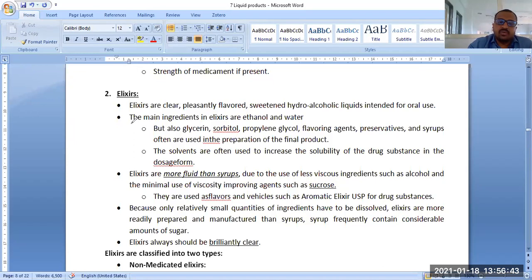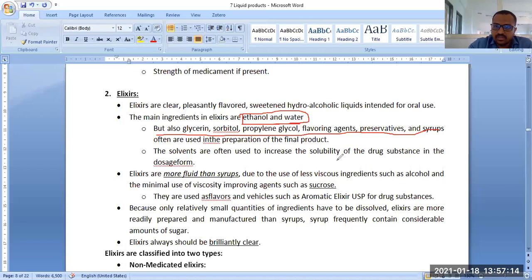Main important, how it is different from syrup or solution. So main ingredients in elixir are ethanol and water. Okay, but also glycerin, sorbitol, propylene glycol, flavoring agent, preservative, syrup are often used in the preparation of the final product. Main ingredient क्या है इसमें? Ethanol, hydroalcoholic vehicle. So generally this vehicle is used for the preparation of elixir.